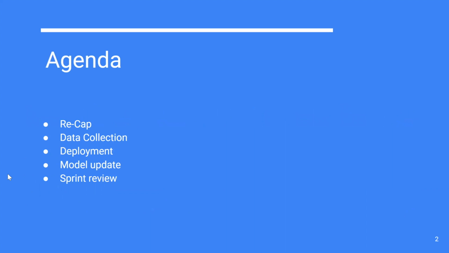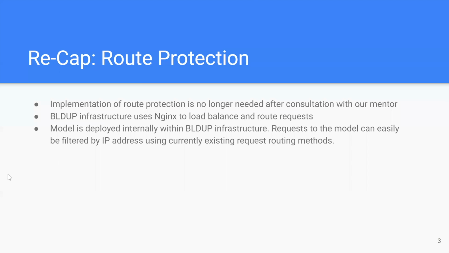These are the things that we'll go over in this demo. First, we'll talk about a recap on route protection, then data collection, then deployment, then updates on our model, and finally, the sprint review. So first, we'll talk about a recap on route protection.